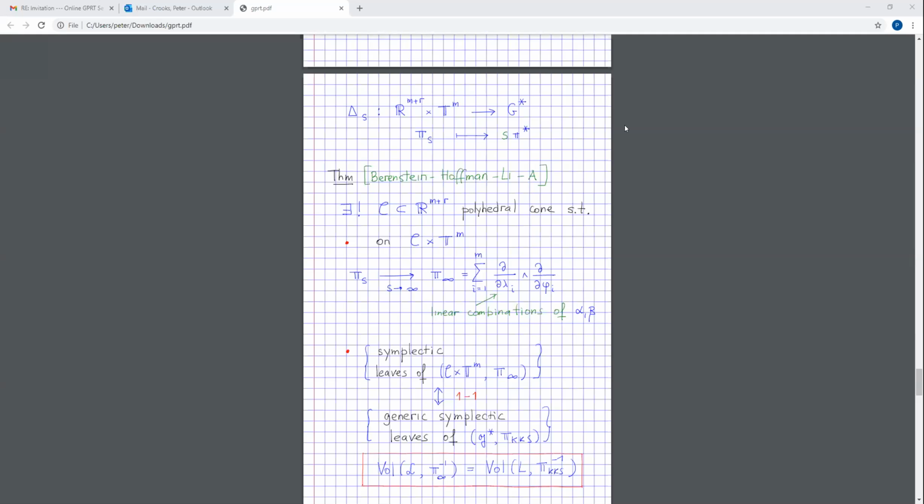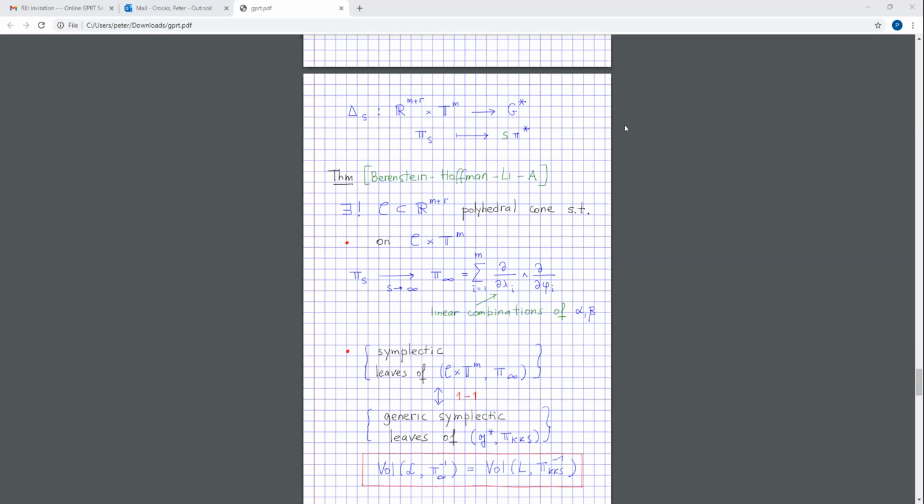So with generic coadjoint orbits, and under this one-to-one correspondence, the volumes coincide. So the symplectic volumes of the leaves of this pi infinity and of the coadjoint orbits, they are the same. This is a kind of strange and interesting and surprising observation. In some way, it already ties the different ends a little bit, right?